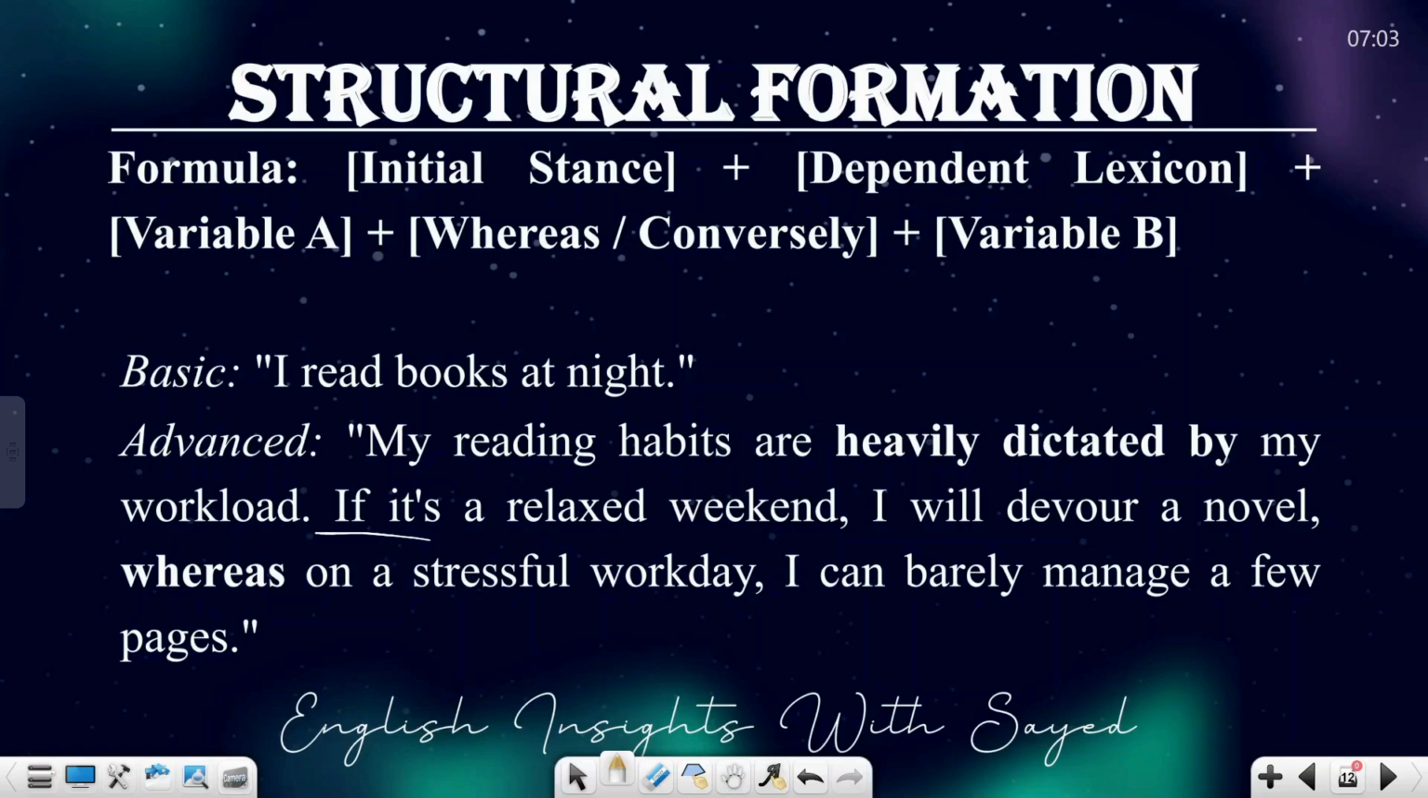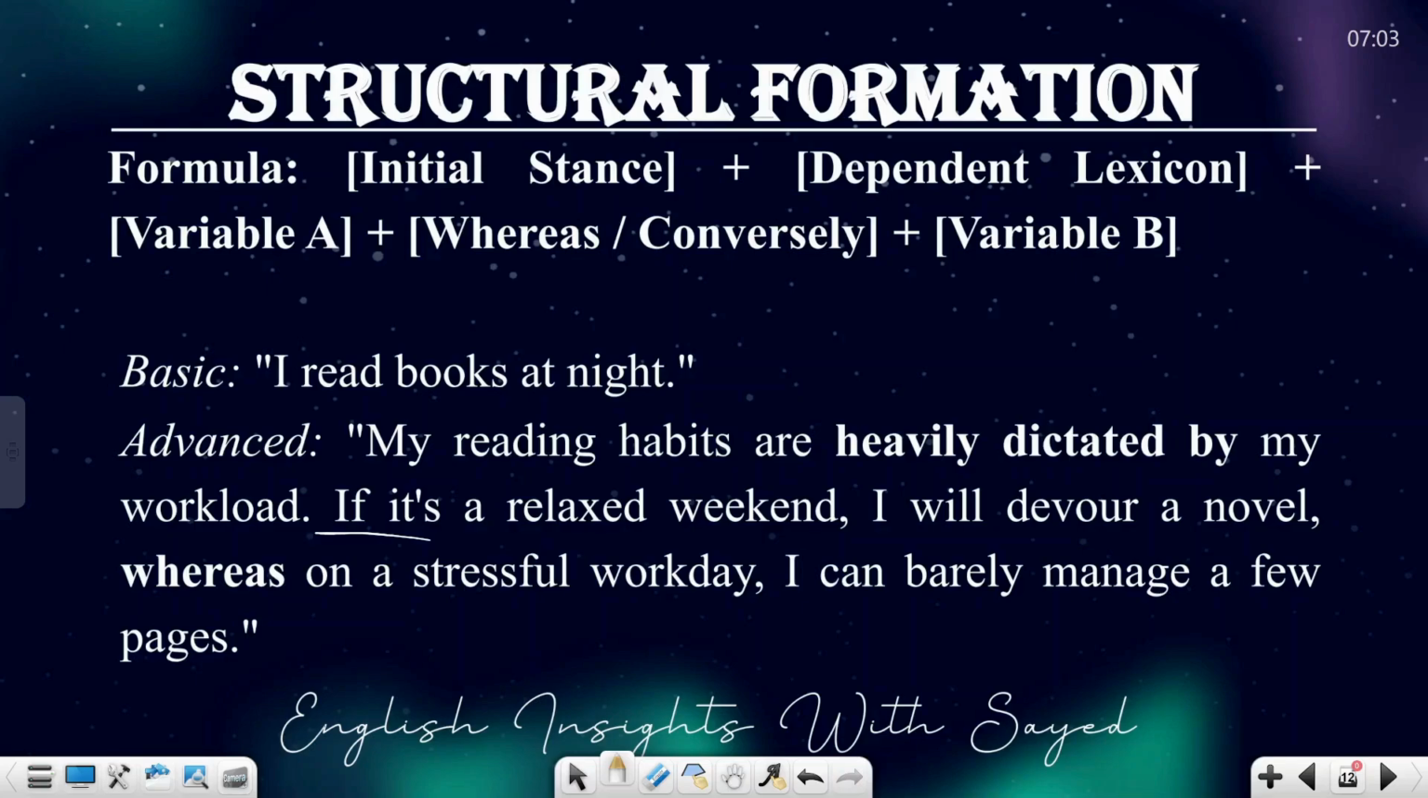So first of all, the formula is the initial stance. What is your initial stance? And then make a dependent lexicon, and then one variable and whereas another variable. See here, I read books at night. That's it. That means you don't read books in the morning or any other time except night. That cannot be right. Habits are not based on a particular time or moment, so it needs some nuanced expression.